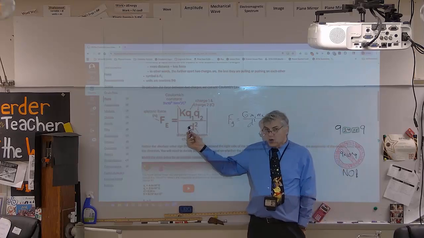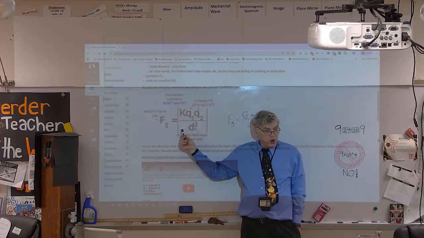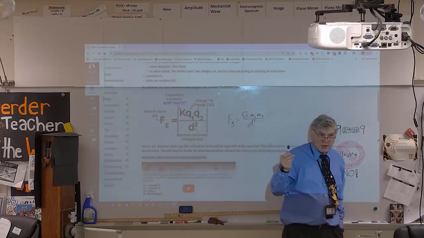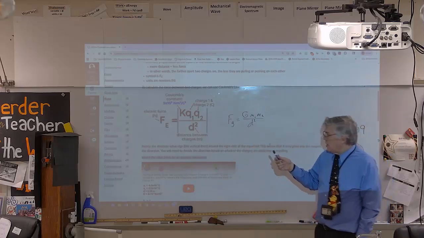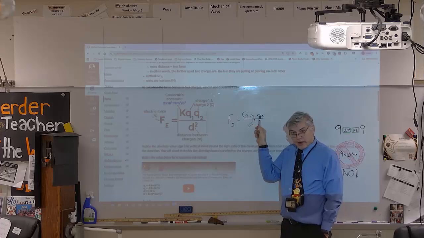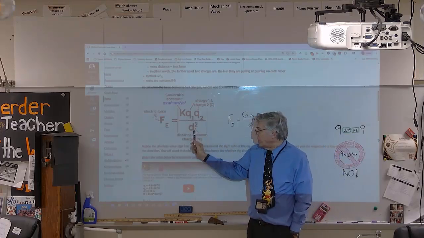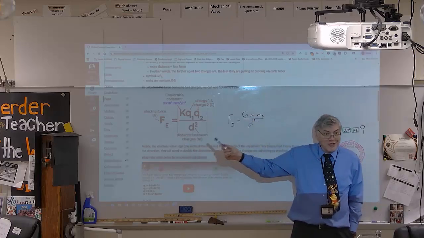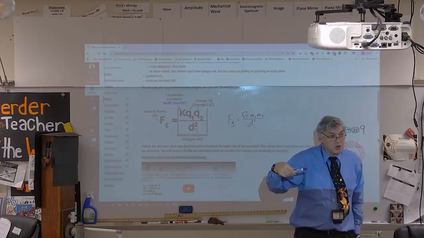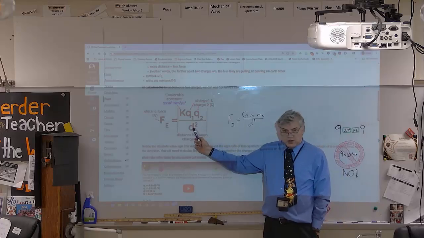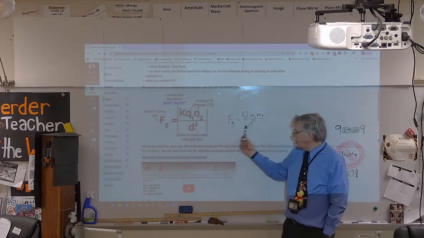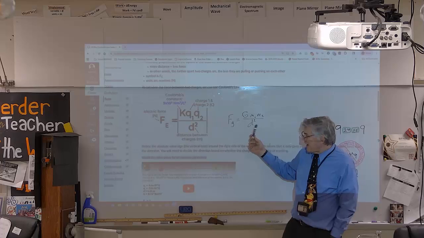And this is the equation for the electric force. Notice the similarities. They are the same. We have 2 objects with mass 1 and mass 2. Over here we have 2 objects with charge 1 and charge 2. They're inversely proportional to the square of the distance, meaning the distance squared is in the denominator, just like it is over here. And they have some sort of constant.